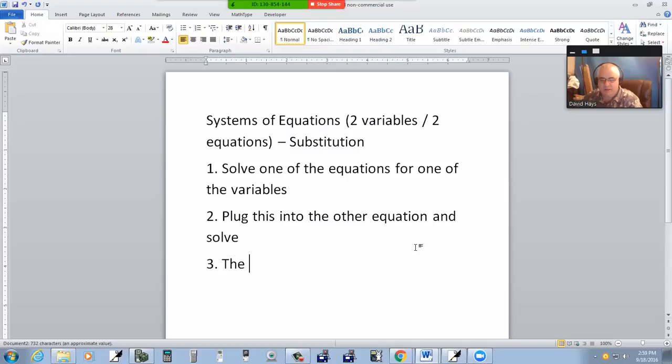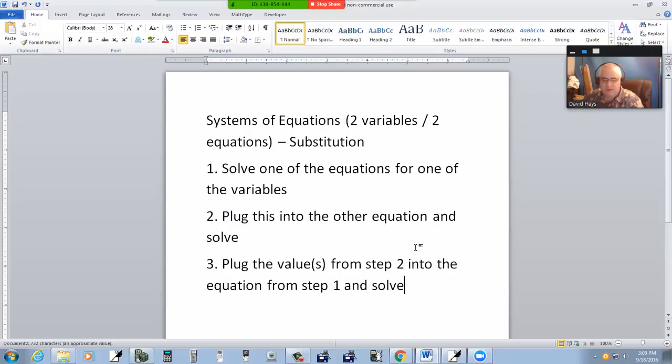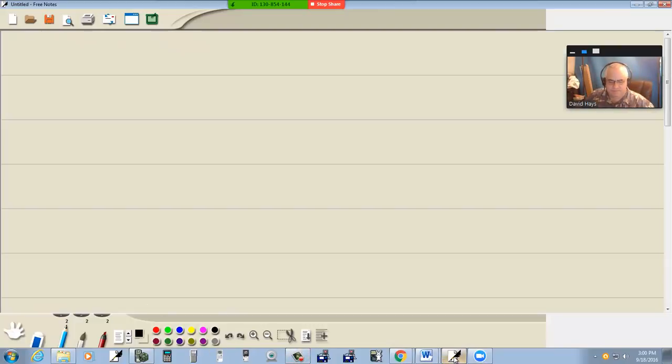Step 3, plug the values from step 2 into the equation from step 1 and solve. Okay, let's take a look at an example.